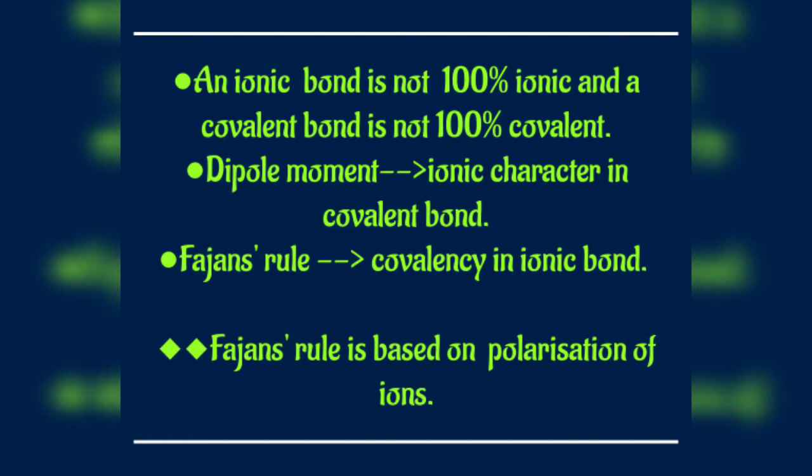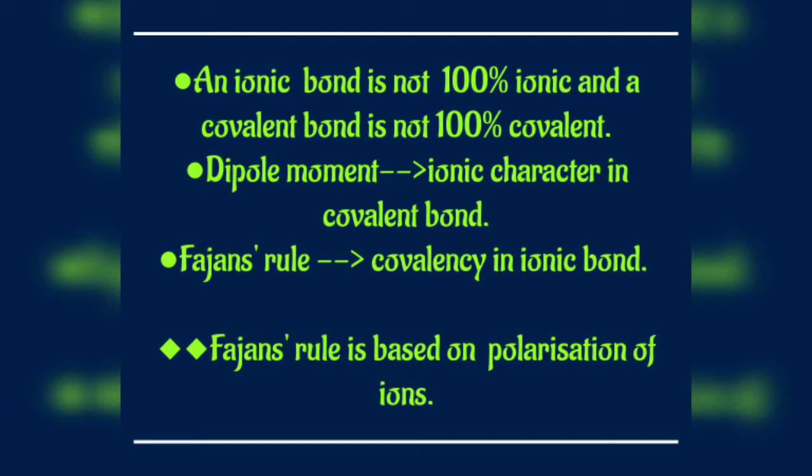As we know, a covalent bond is not 100% covalent and an ionic bond is not 100% ionic. Then how do you know a bond is ionic or covalent? Guys, we learn about dipole moment, which can determine ionic character in a covalent bond, and in Fajans rule we will get to know about covalent character in an ionic bond.